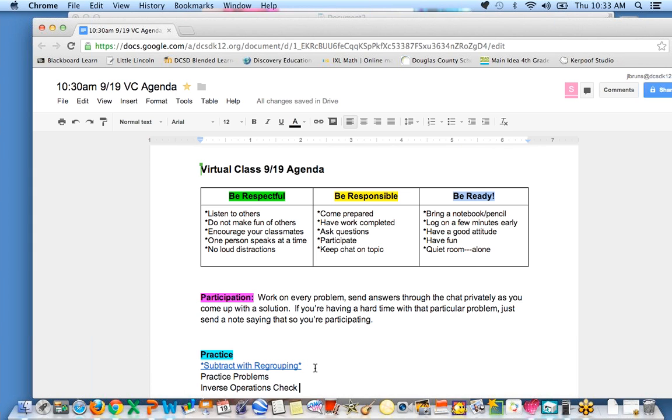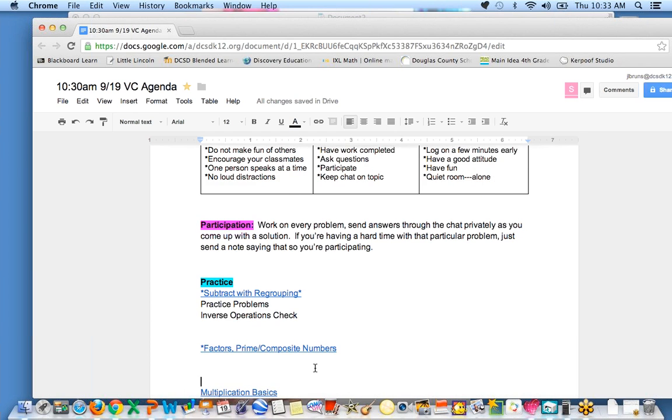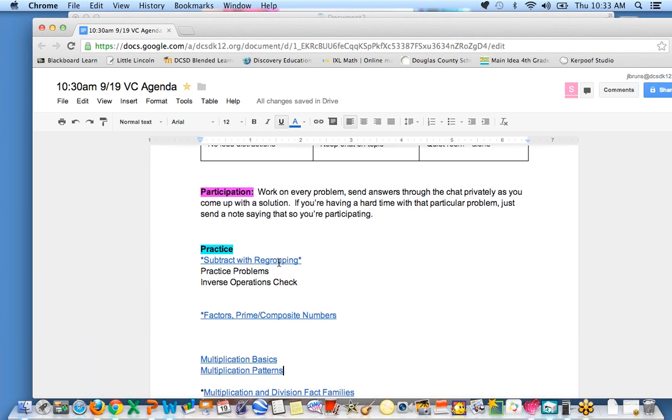We are going to do a little practice with subtraction with regrouping. And then we're going to look at inverse operations. So some of those subtraction problems, we will do the inverse operations. And then we're going to move into prime and composite numbers and then just go on from there. All right, so here we go.